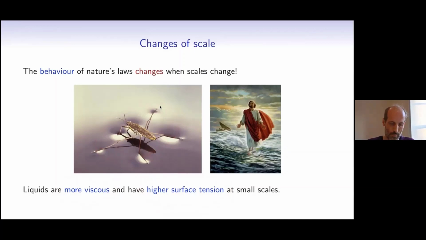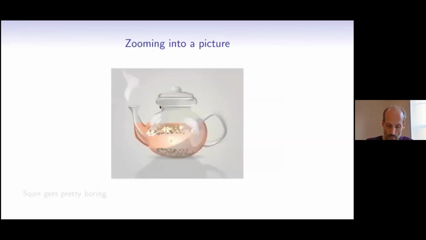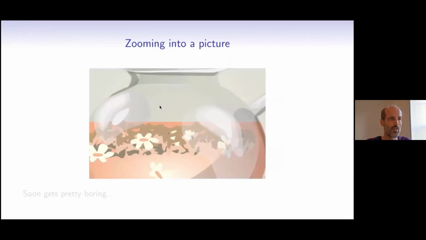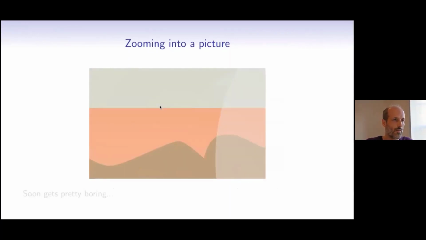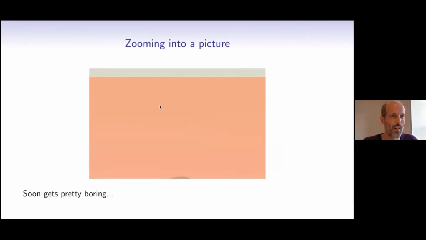Now, not everything behaves in a very interesting way as you change scales. So take a picture of a teapot and change scale. What does it mean to change scale? It just means zooming in. If I zoom into that picture, and zoom a bit more, you see that after a while it gets pretty boring. I started off with a nice picture of a teapot with lots of detail, but I zoom in, maybe 2 orders of magnitude, and it's just flat, one uniform color.